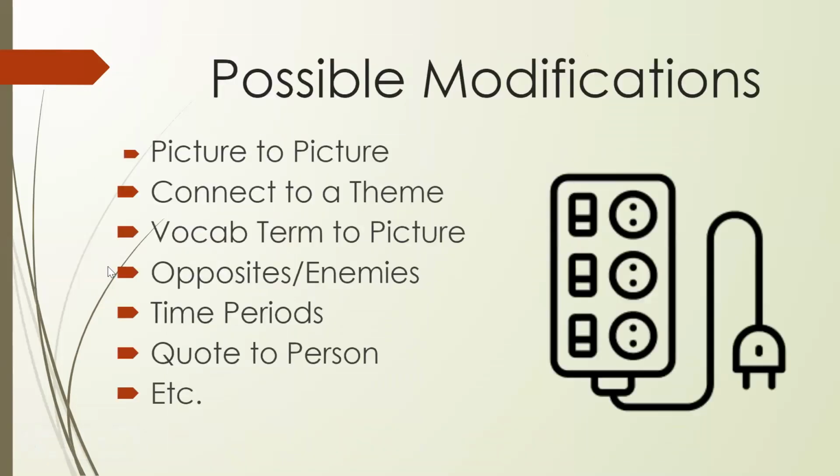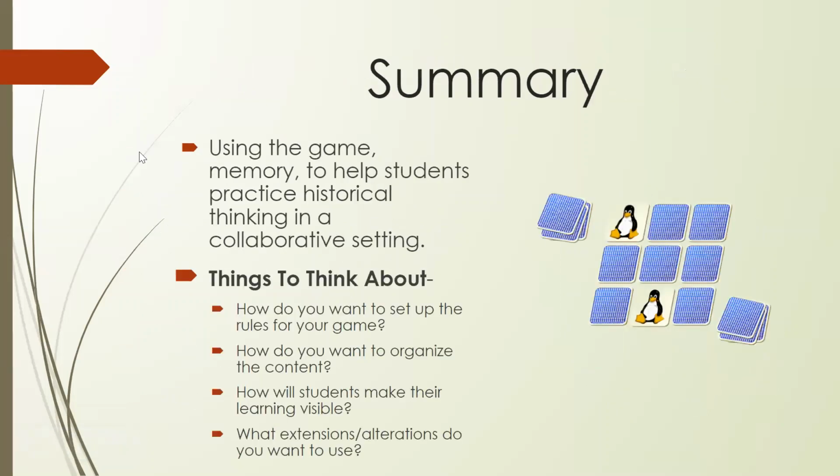So how would you use this, right? The modifications that I talked about: you could do picture to picture, you could connect to a theme, you could do vocab term to picture, you could do opposites or enemies, put into time periods or chronological aspects. One I didn't show, but you could use, is putting a quote to a person and have students really talk that out. So to sum up, you're using the old school game memory and you're having students practice that historical thinking in a collaborative setting, and you're also having fun, right?